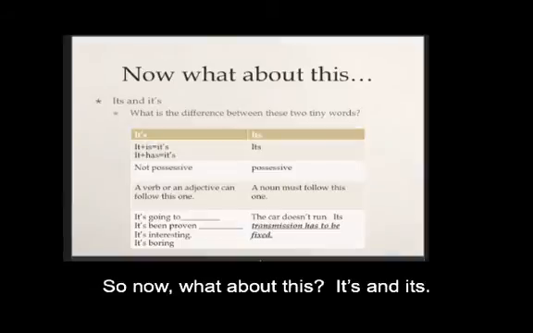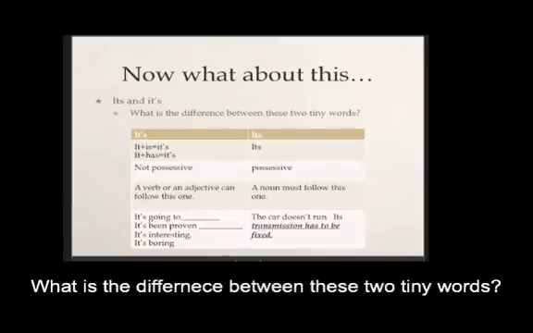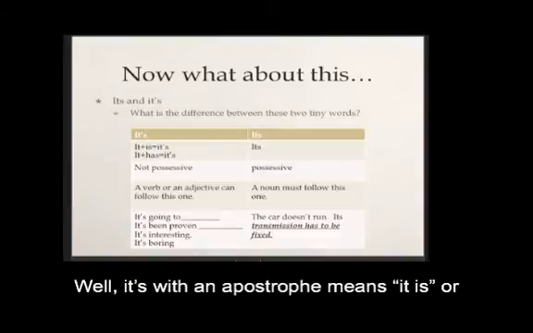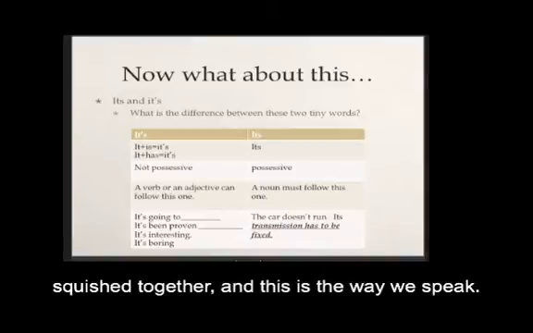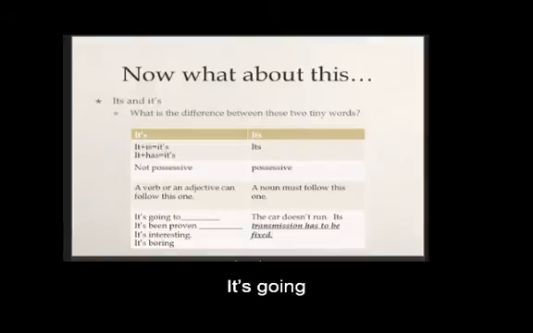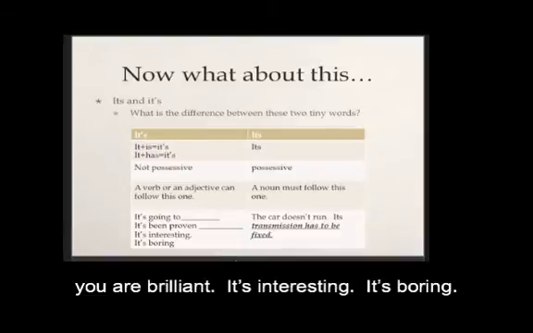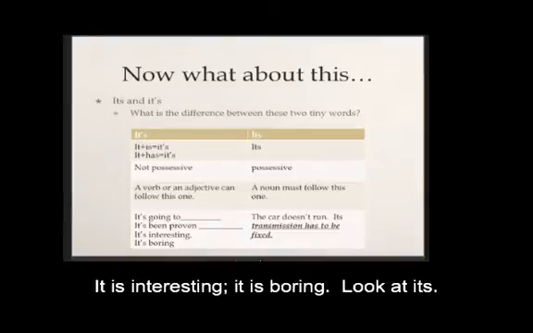So now what about this? It's and its. What is the difference between these two tiny words? Well, it's with an apostrophe means it is or it has. It is not possessive. It is just a subject and a verb squished together, and this is the way we speak. It's going to rain. It's been proven you are brilliant. It's interesting, it's boring. It is interesting, it is boring.